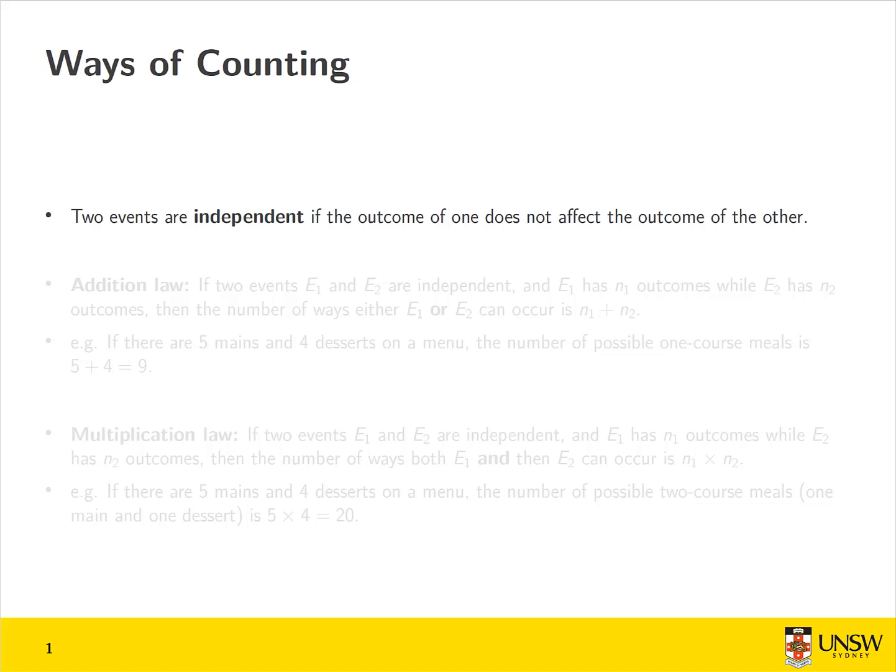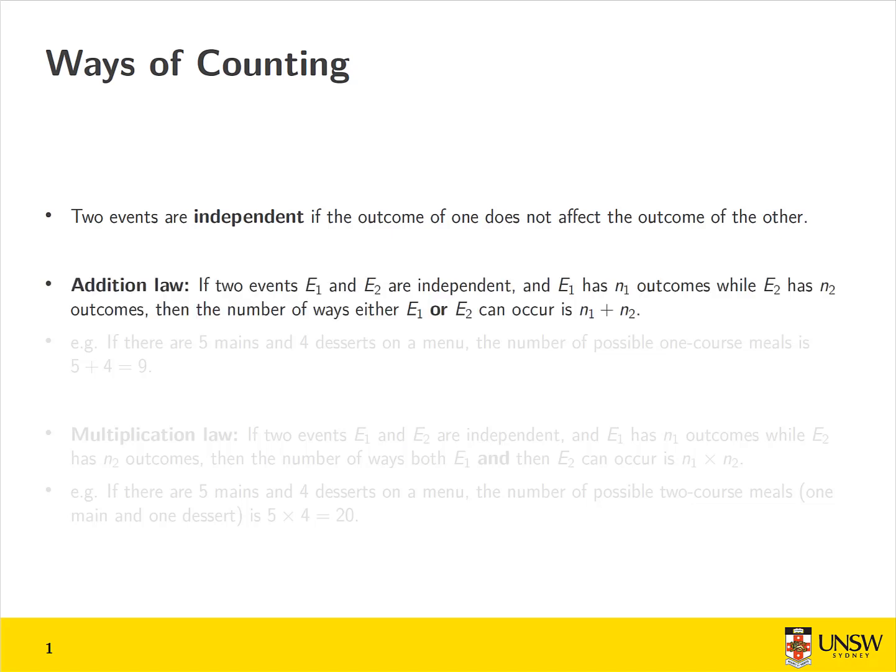occur together. The addition law states that given two independent events E1 and E2, the number of ways either E1 or E2 can occur is the sum of their individual numbers of outcomes. For example, if a menu contains 5 main dishes and 4 desserts, the number of possible one-course meals is given by the sum 5 plus 4, or 9.